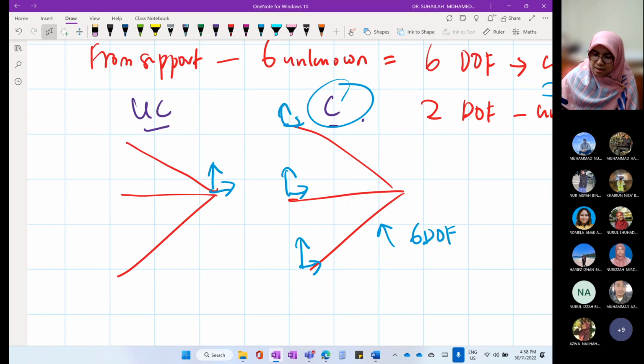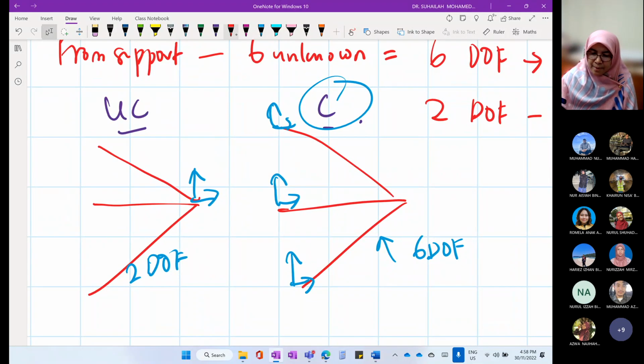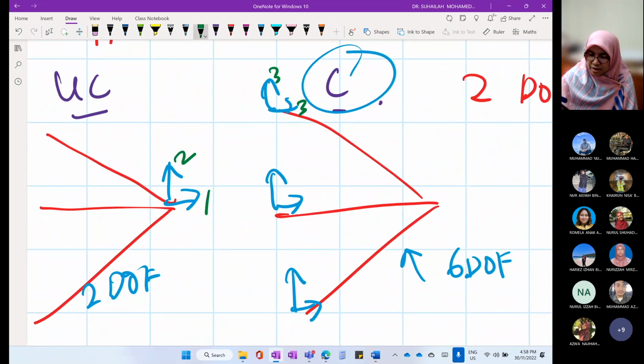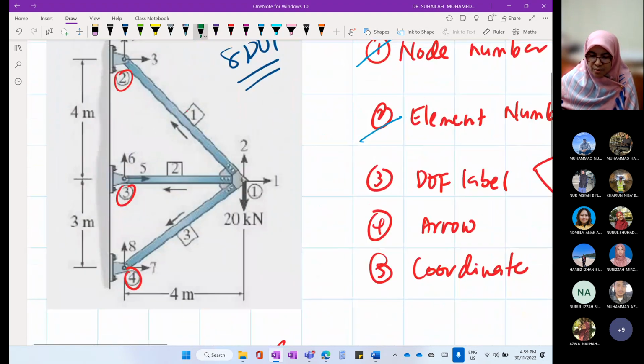In the unconstrained system, this is 2 degrees of freedom. So the total will equal 8. When we label, we will start from unconstrained 1, 2, then continue with constrained 3, 4, 5, 6, 7, 8, in X then Y order. So 1 2 3 4 5 6 7 8. So that is why we get it like this.